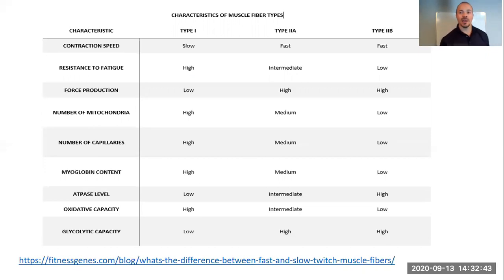And vice versa, if we're taking endurance athletes and challenging them too much to activities that resemble a type 2B muscle fiber, they're going to become more explosive and stronger, but they're going to fatigue more quickly. So let's keep that in mind when programming and when discussing programming.